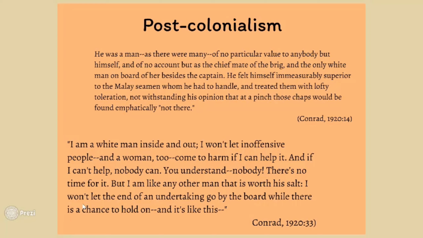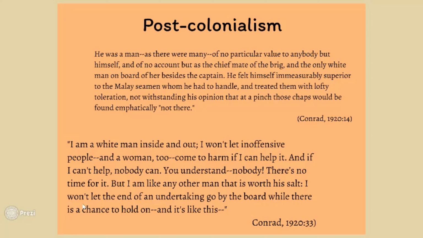The first quote on page 14 shows that during the colonial period, native people were underrated by white people. Shaw was proud of himself for being a white man and felt superior compared to the natives. He felt that he was much more needed on the brig compared to the natives.